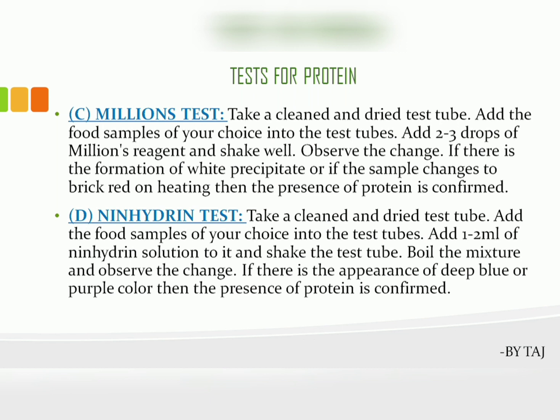Next is the ninhydrin test. Take a clean and dry test tube. Add the food sample of your choice into the test tube. Add 1 to 2 ml of ninhydrin solution to it. Shake the test tube, boil the mixture and observe the change. If a deep blue or purple color appears, the presence of protein is confirmed.